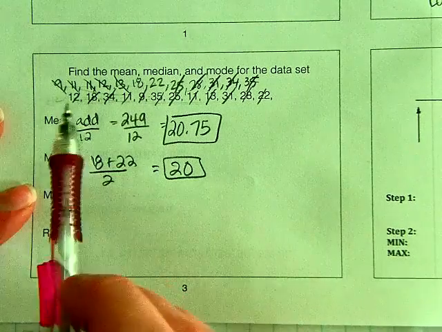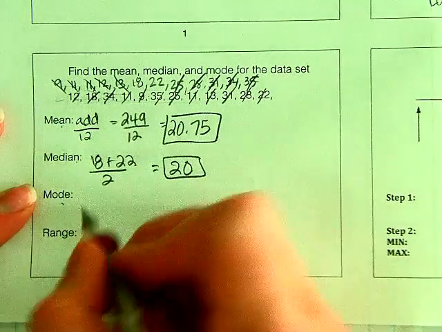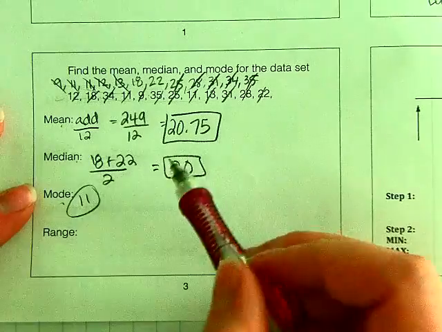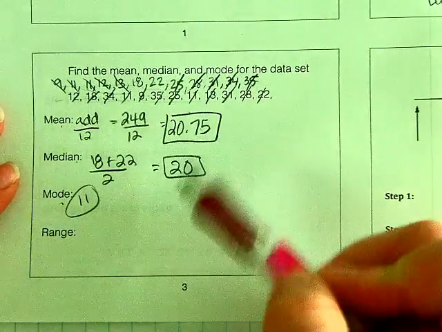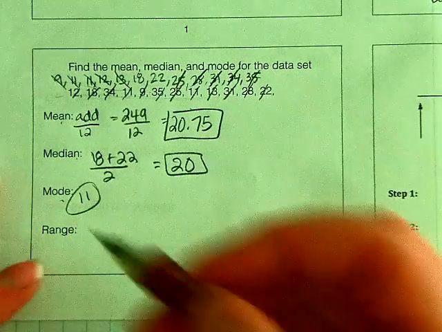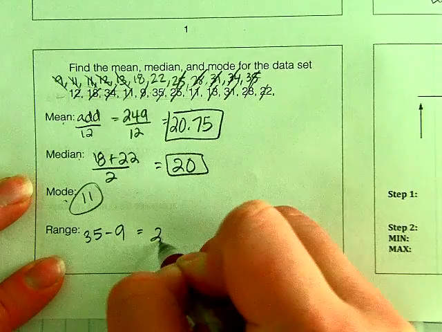Mode would be the most occurring. So 11 occurs twice, and that's the only thing. So these are very different. So a more accurate representation of these data are going to be mean or median just because those are close. And the range is going to be the 35, the largest number, minus 9, which is going to give us 26.